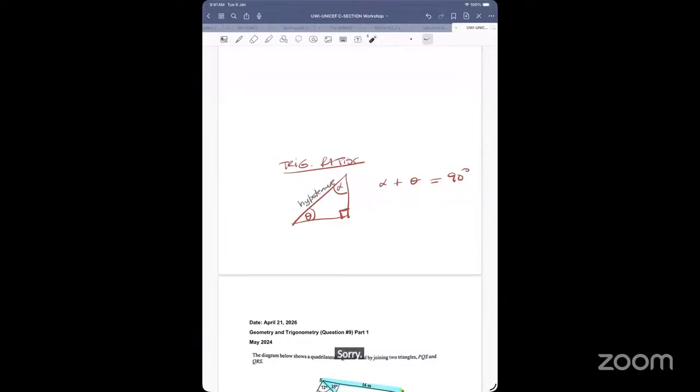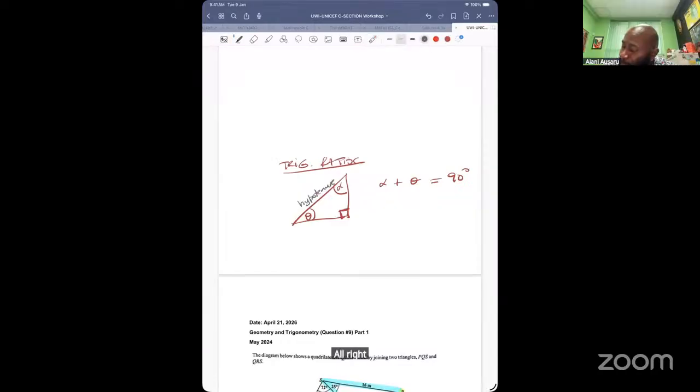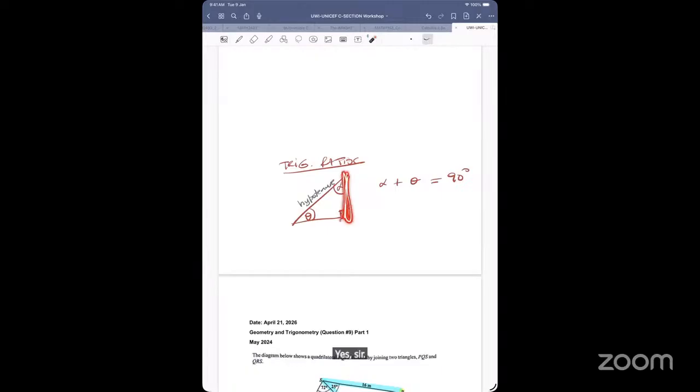Let me know, what is this side called? The opposite side. All right. And what is this side called? Adjacent. Sure about that?